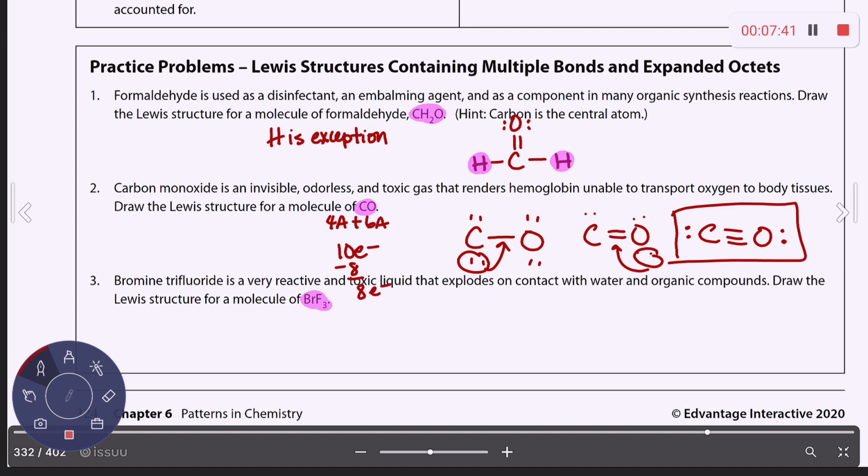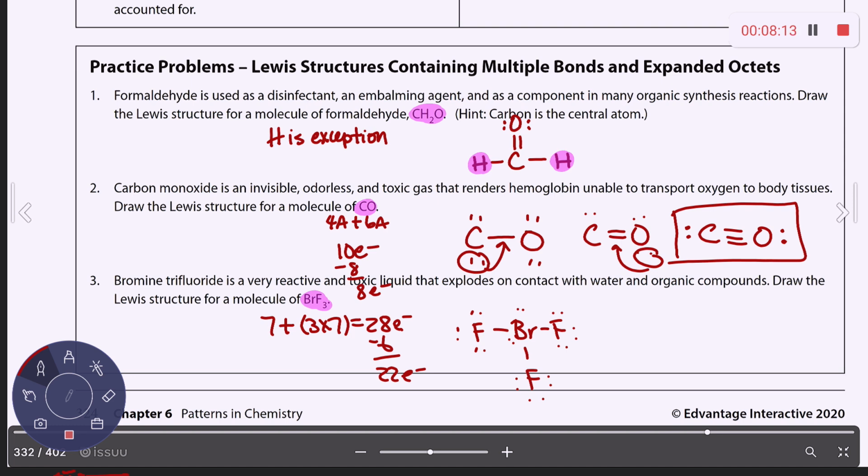Okay, for number 3, bromine's in the middle, surrounded by 3 fluorines. This is 7 plus 3 times 7. What's that? 28 electrons total. We drew in 6 with our single bonds. You've got 22 left. 2, 4, 6, 8, 10, 12, 14, 16, 18, 20, 22. Done. Any questions on that?